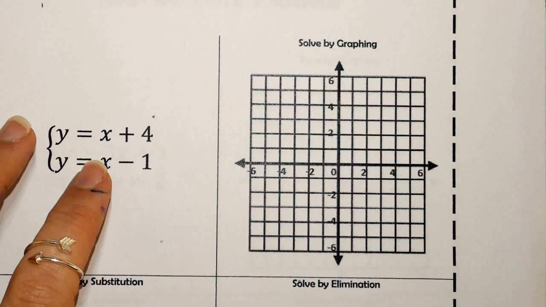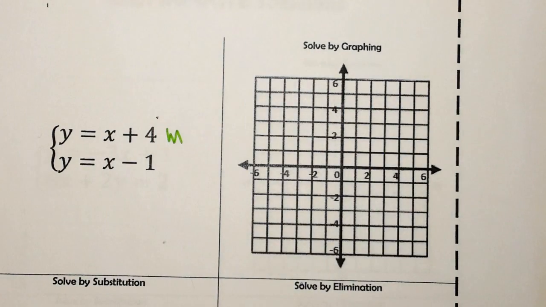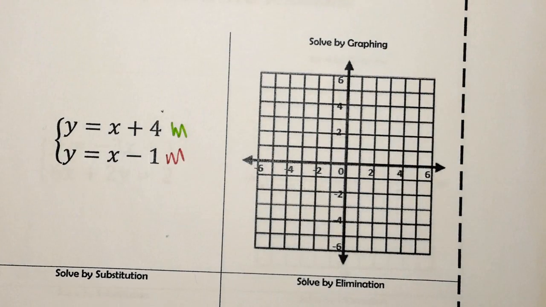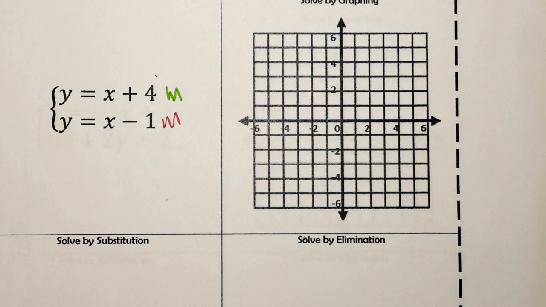So I'm going to graph this first one in green. And I'm going to graph this one in red. Y'all ready? They are, because they have the same what?